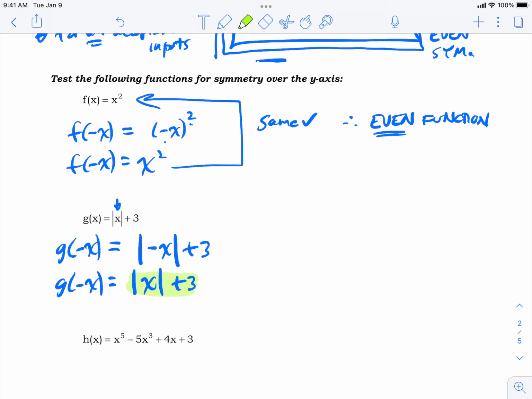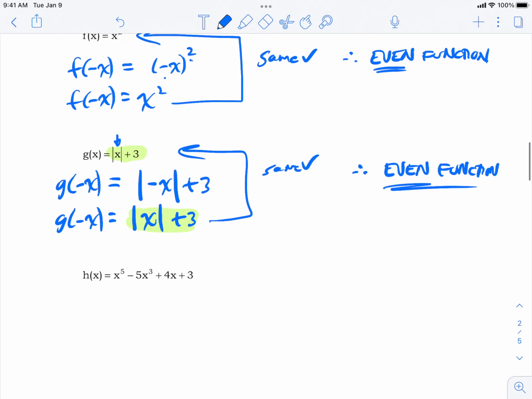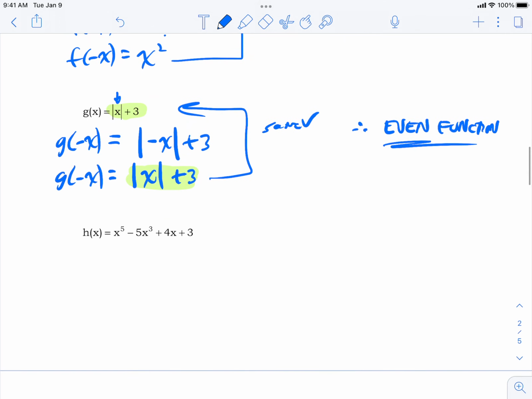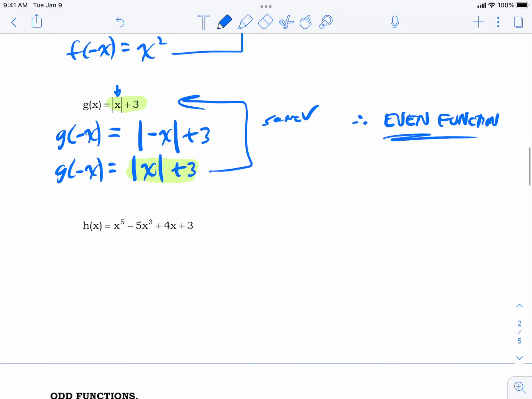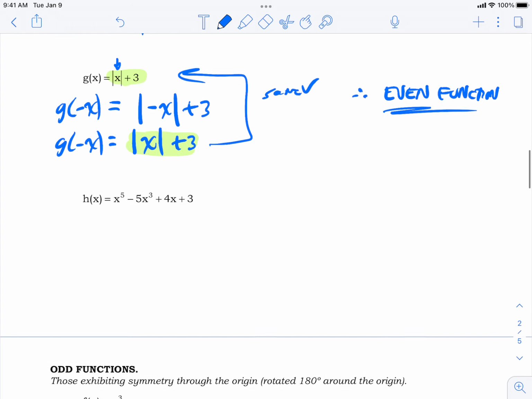This is what I get. This is what I started with. They're the same. And since they are the same, I can conclude I have proven this is indeed an even function. So again, you don't want to just use particular numbers. Particular numbers are helpful if you want to kind of prove to yourself, yeah, I think it's even. But to prove that it is even, you have to work in terms of x.